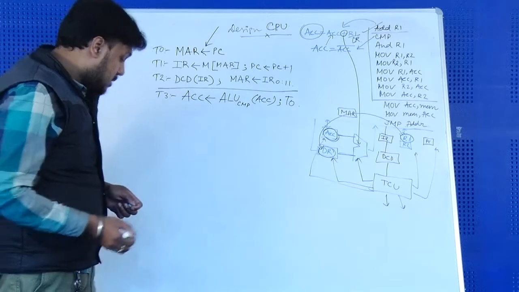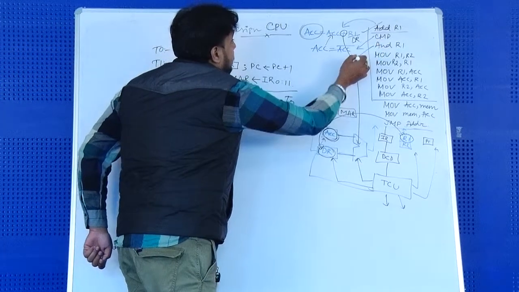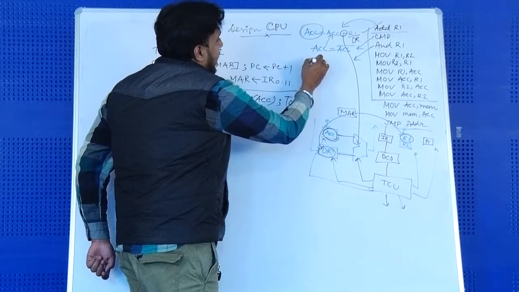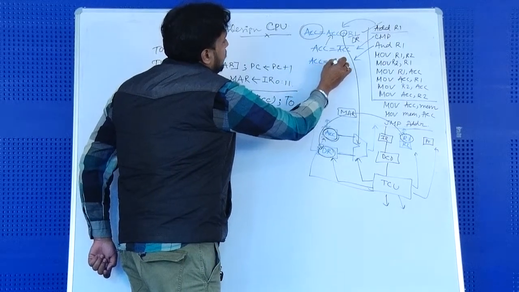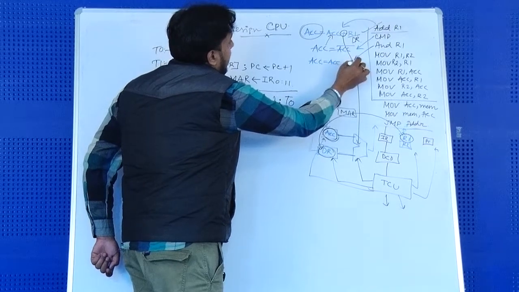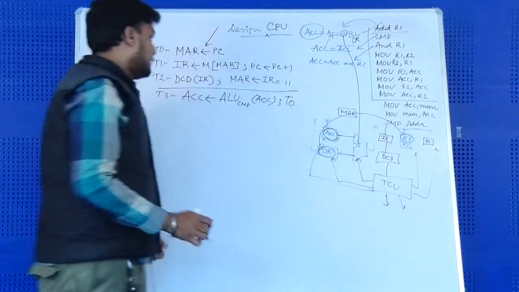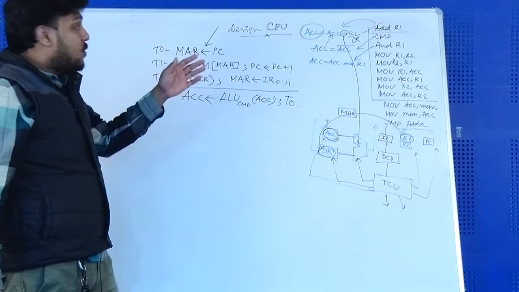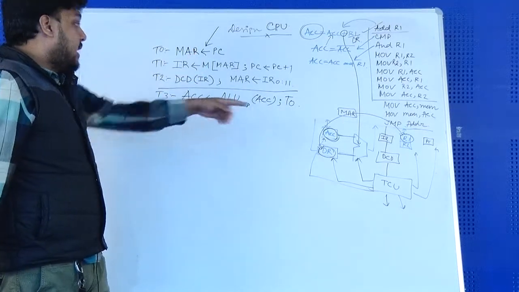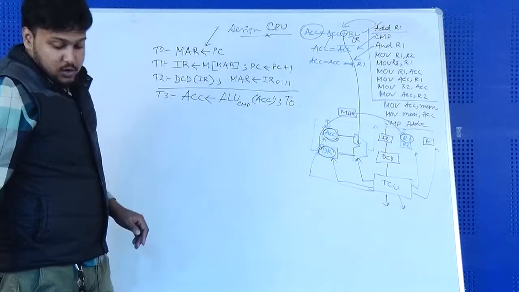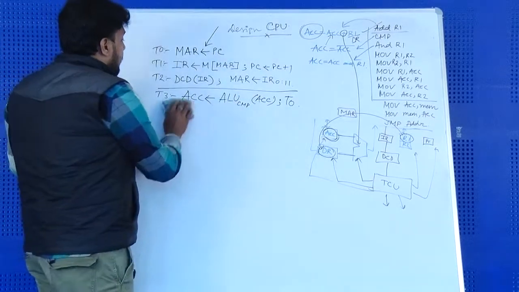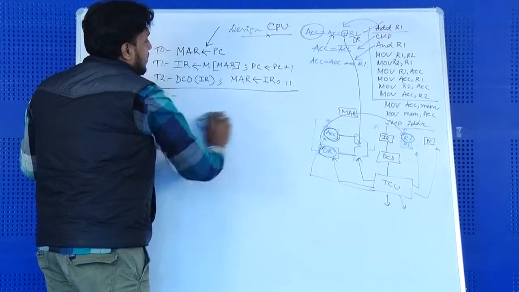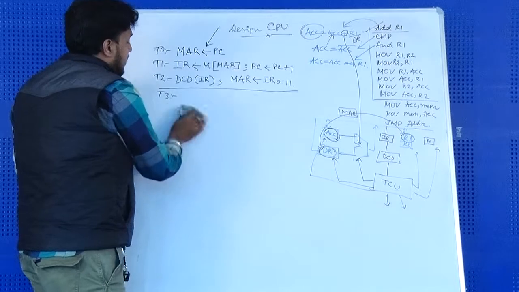Now, AND R1. For AND R1, it is accumulator equals accumulator and R1. Again, you can understand that R1 is not connected with the ALU. So, we have to again copy the value of R1 to the temporary register, that is the data register or the DR.